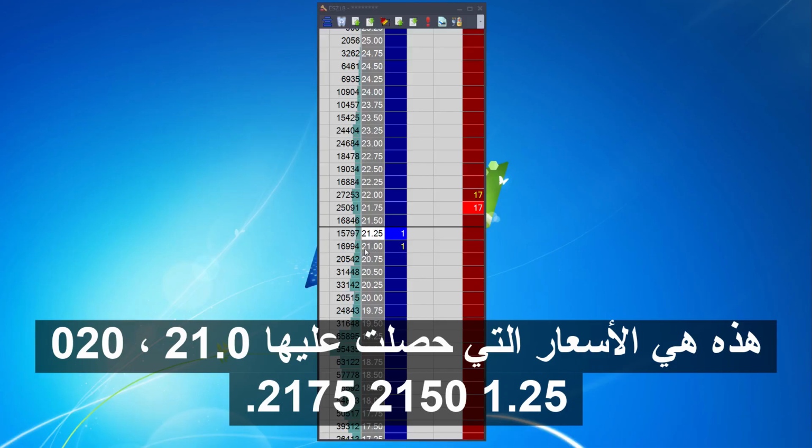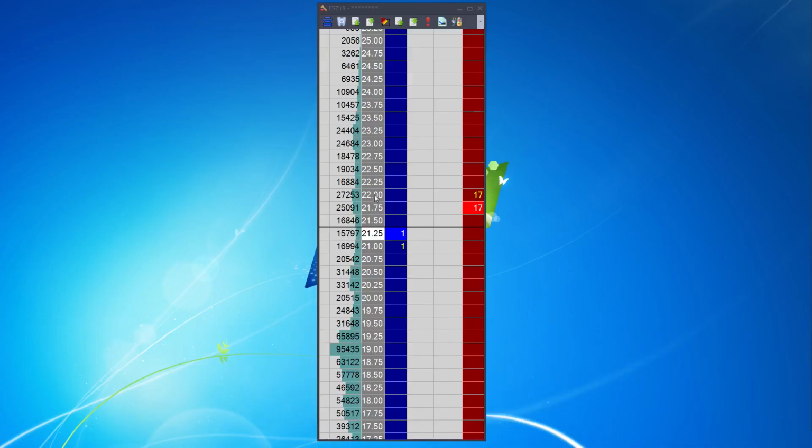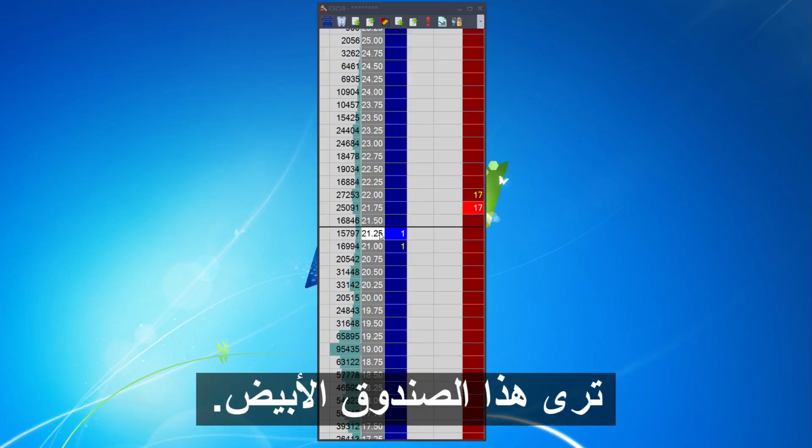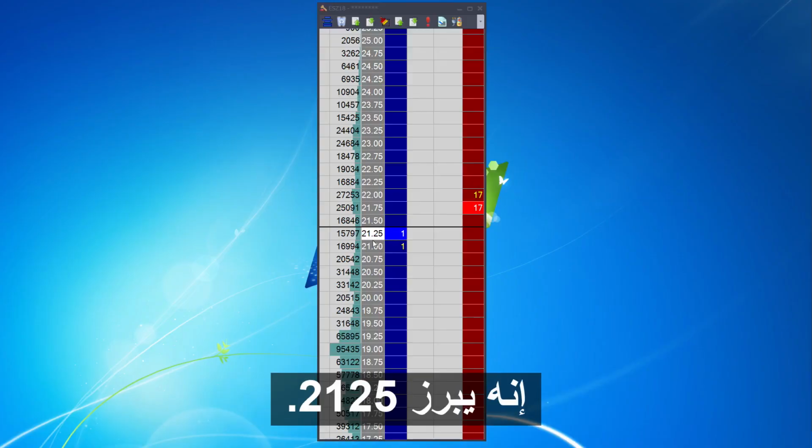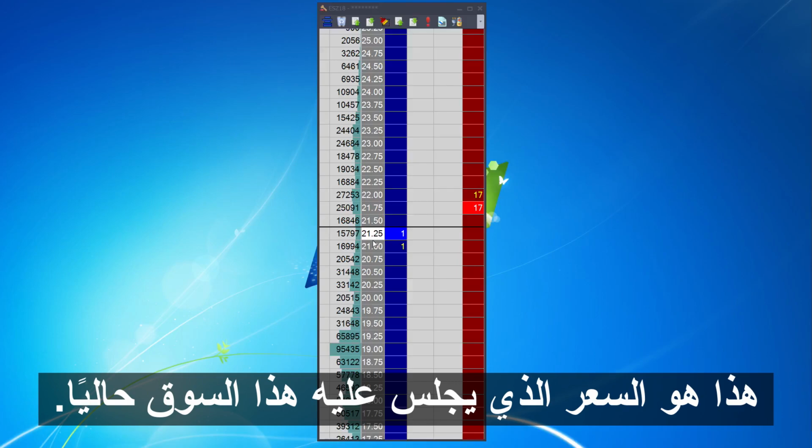So you're going to see these numbers in the white font. These are my prices. You got 21.00, 21.25, 21.50, 21.75, then it goes to 22. You see this white box? It's highlighting 21.25. That is currently the price that this market is sitting at.